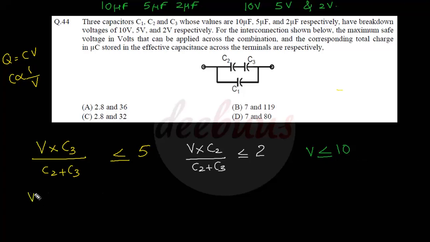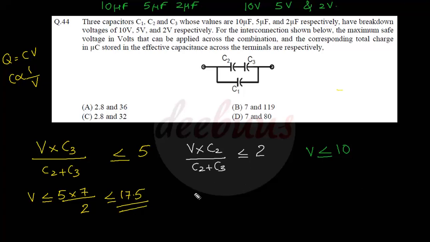So we can substitute the values. V must be lesser than or equal to 5 into C2 plus C3. C2 plus C3 is 7. 5 into 7 divided by C3. C3 is 2, right? That is V less than or equal to 17.5 volts for the first case.